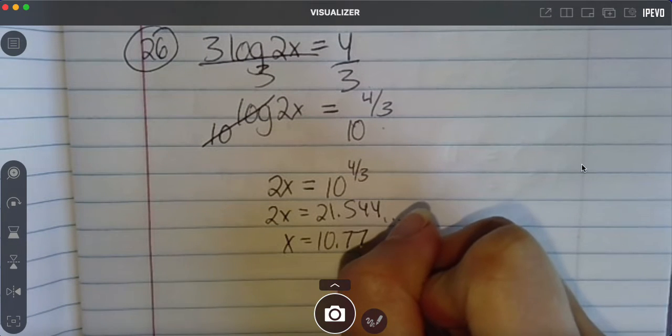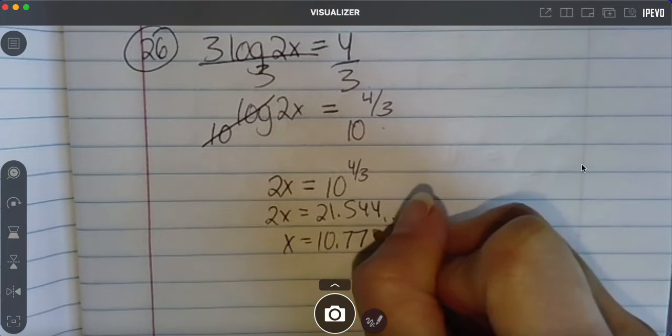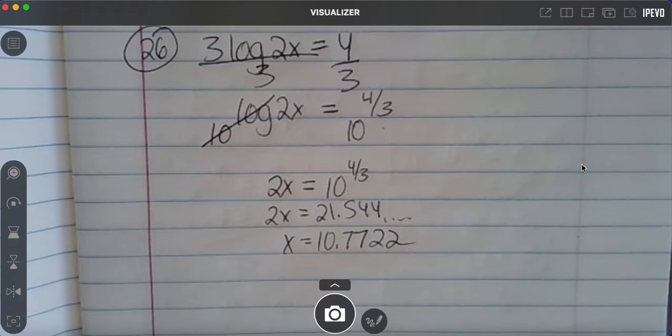It says round to the nearest 10,000th, so that's really 4 decimal places. Since they gave me the log, I used the base 10 to find it. We're going to do the same thing on 27.